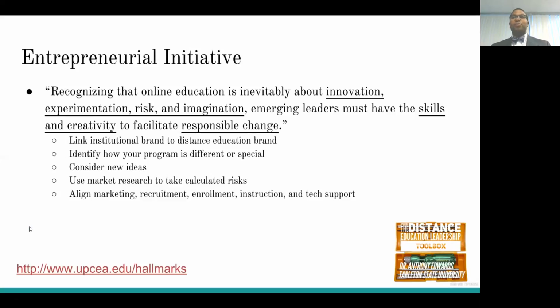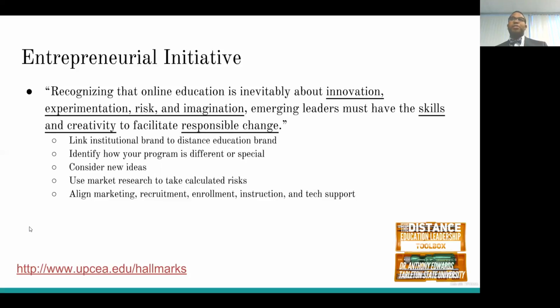And then finally, responsible change. As leaders, we should be change makers. If we're not creating change, we're just holding a spot and standing still, and we have to be getting better. But it has to be responsible change. Not all change is good change. So you have to be figuring out what's best for your institution, what's best for your department, and do that.